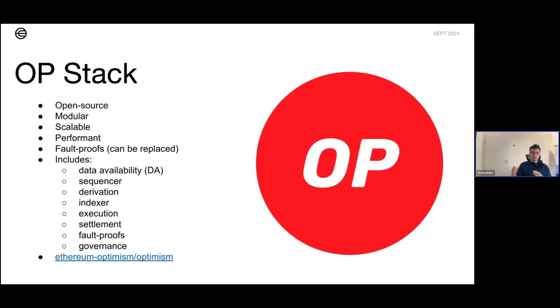And whenever you want to settle back to Ethereum, you have this 7-day period that allows people to challenge the state transition's correctness. So if there's an incorrect state transition, people can challenge it using this fault-proof game. The way that that is implemented is fairly complex, but it works. There's several implementations live, and essentially you're able to challenge or dispute any incorrect state transition.